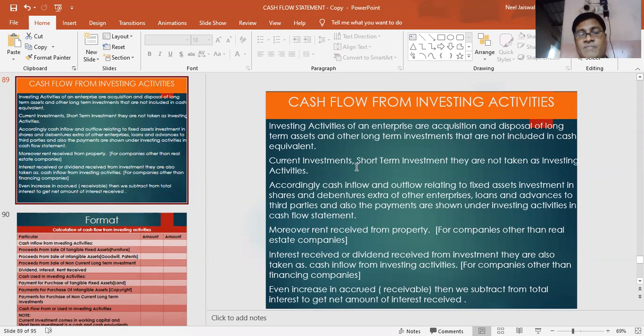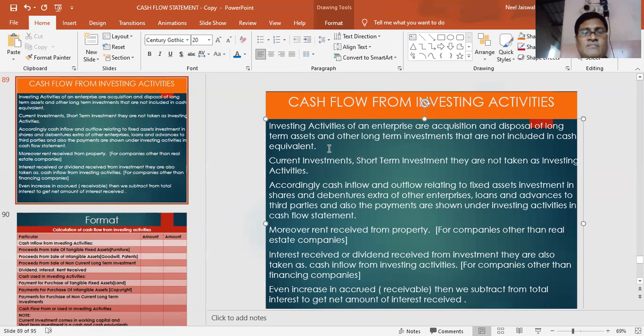Remember, students, cash investment and short-term investment, these two are not taken in investing activities. A current investment and short-term investment: current investment is a part of working capital, and short-term investment is a part of cash and cash equivalents.